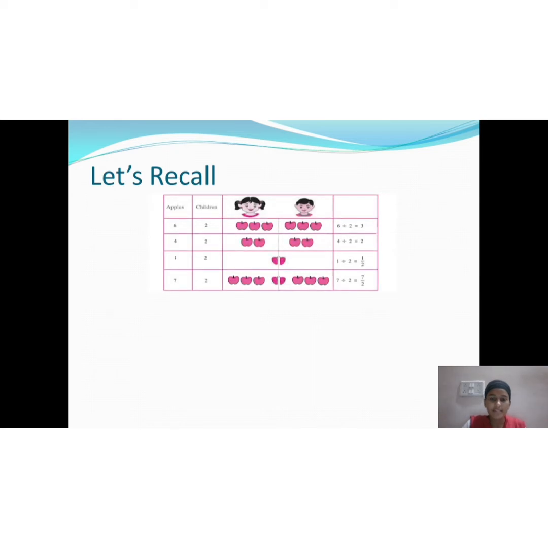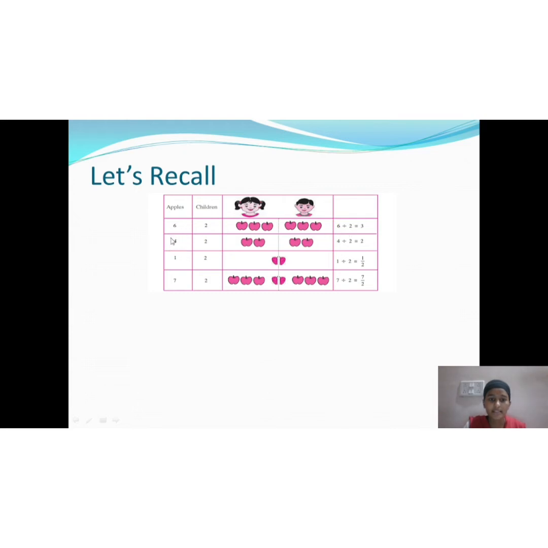Before starting, let's recall. As you can see in the picture, there are two children and 6 apples. If 6 apples are to be divided between these two children, tell me how many apples each one will get, students? Yes, 3 apples. Each one will get 6 divided by 2, that is equal to 3.